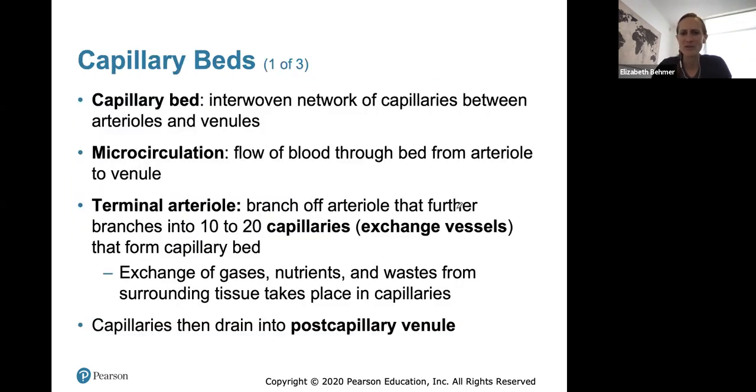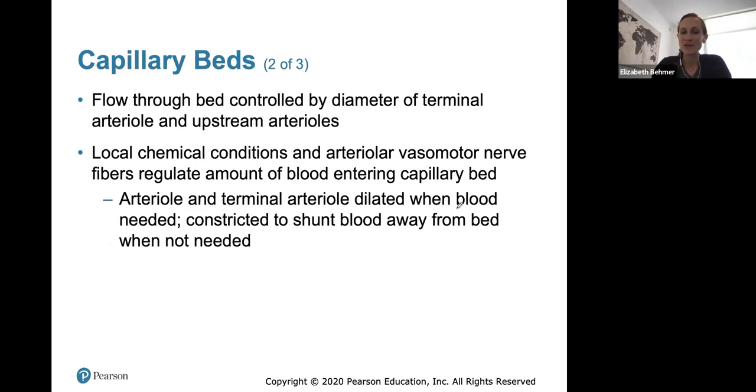Capillary beds are an interwoven network of capillaries between arterioles and venules. Microcirculation refers to the blood flow through the bed from an arteriole to a venule. And the terminal arteriole will always be a branch that forms the capillary bed from an arteriole. And this is where the exchange of all our gases, nutrients, and wastes will occur. Flow through the bed is controlled by the diameter of the terminal arteriole, and we have local chemical conditions and fibers that always regulate the amount of blood entering the capillary bed.